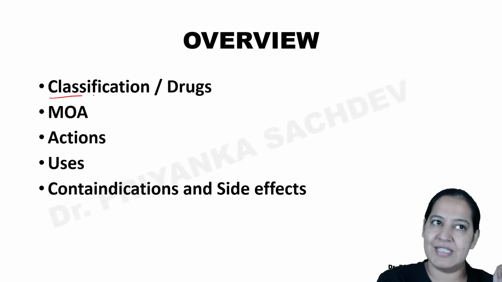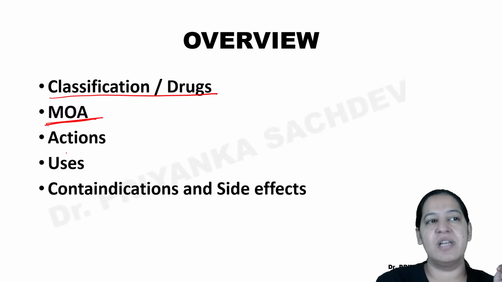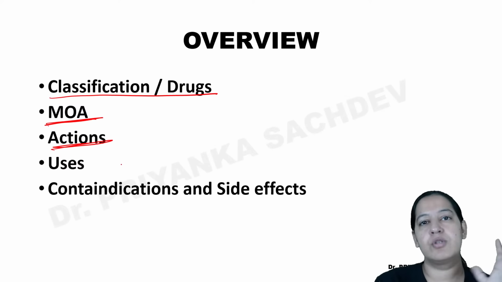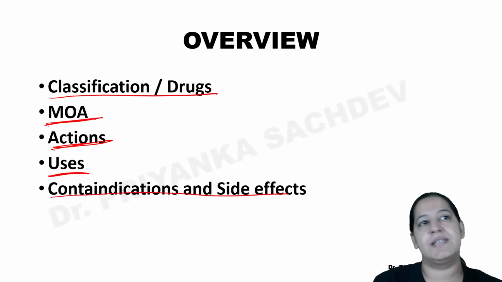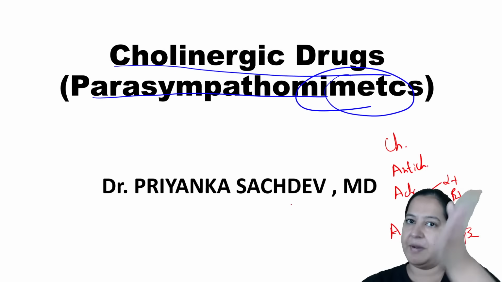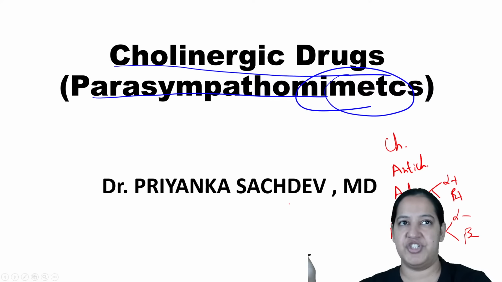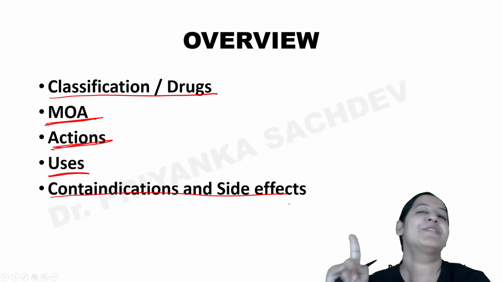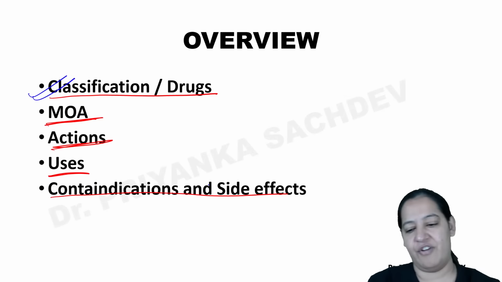First, I will tell you the classification of each class. Then I will tell you the mechanism of action. Then the actions of the prototype drug, whatever prototype drug is there. Then uses, mnemonics if applicable, then contraindications and side effects. Make a comparative table and summarize all 4 chapters over one big sheet. That is my suggestion to you. So I'm starting with the first chapter, cholinergic drugs, with the classification of cholinergic drugs.